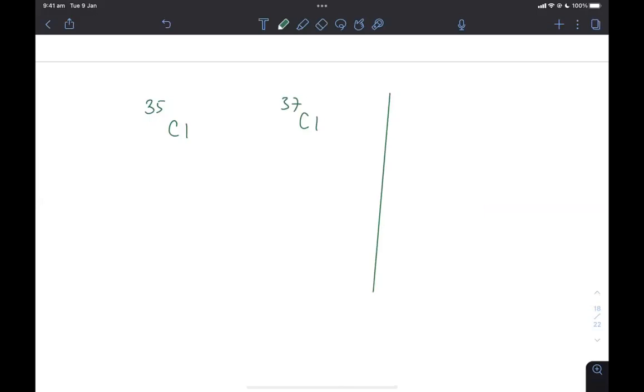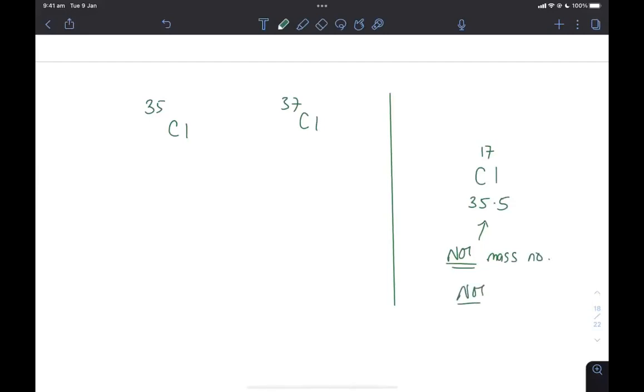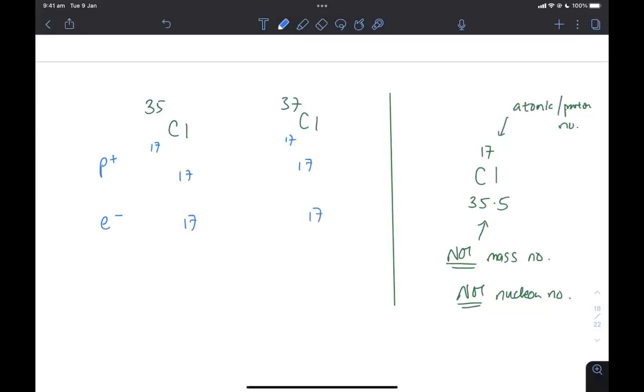If you see the periodic table, according to Kyria just now, 17 on top, 35.5 at the bottom. This is not mass number. This is not nucleon number. Why? How can you have half a nucleon? You cannot have half a particle. It doesn't make sense. It's ridiculous. It's impossible. This number on top is called the atomic or proton number. That is because the actual number of protons is the same for isotopes. Electrons is the same because they are atoms of the same element, same number of protons, so same number of electrons.